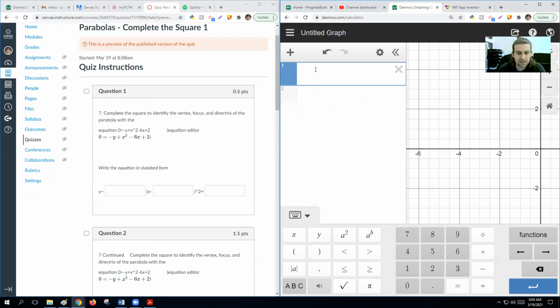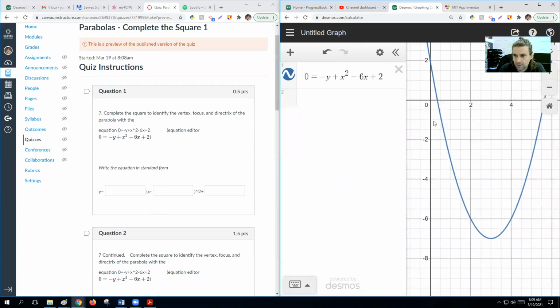All right, so I'm going to just type that equation. We have 0 equals -y plus x squared minus 6x plus 2. So we have to find the equation that matches that. First thing we would do here is move the y over. The good thing is this is negative, so it becomes a positive y over here. And then we have x squared minus 6x plus 2.